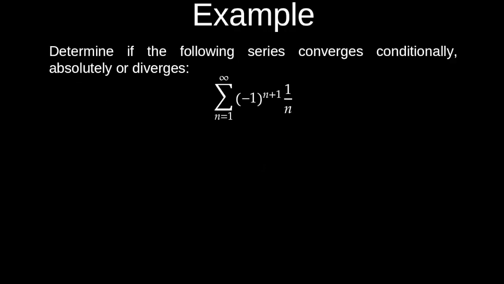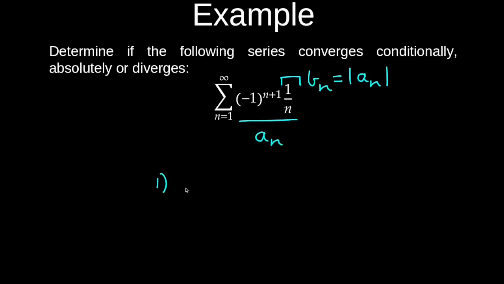Let's determine if this series converges conditionally, absolutely, or diverges. Well, we designate this term in the series as an, and this term in the series as bn, which is the absolute value of an. And now we check if the series an converges conditionally using the alternating series test.